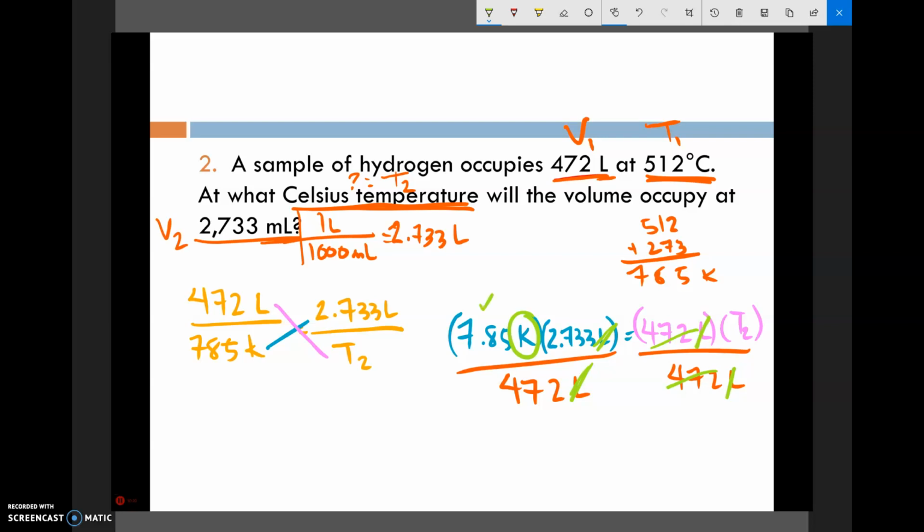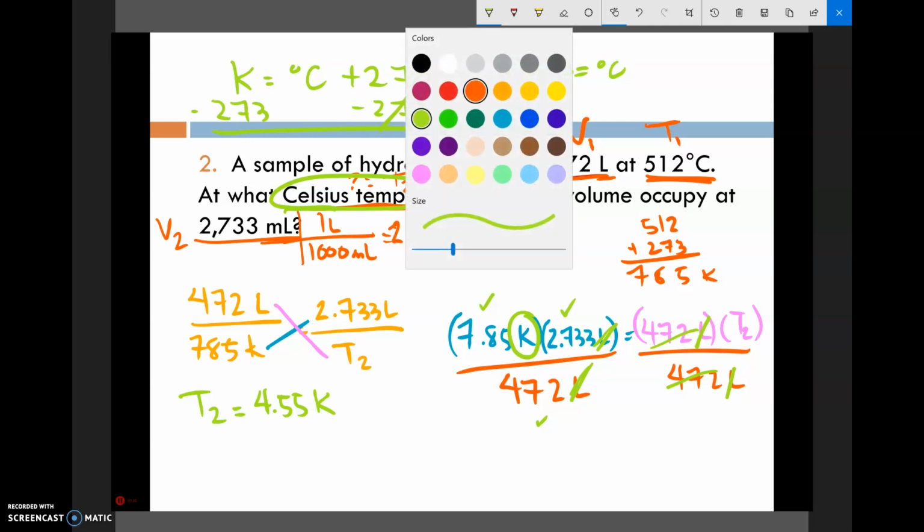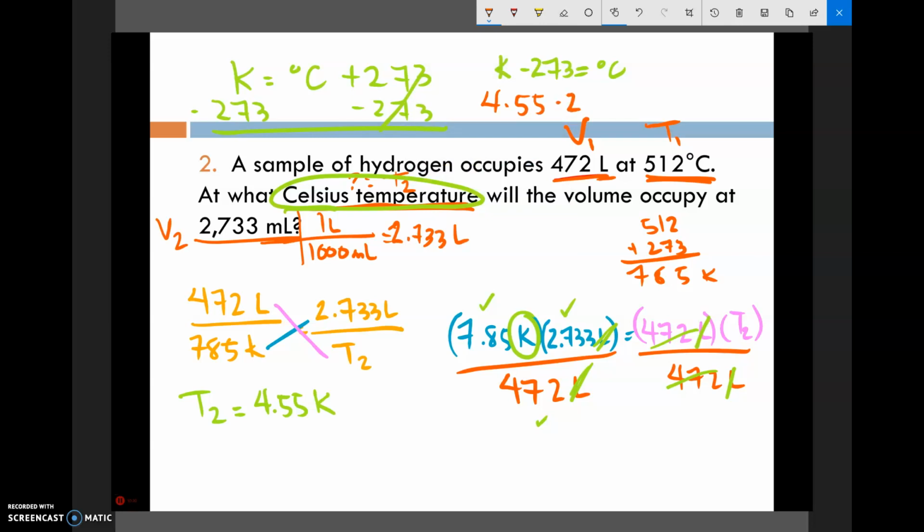Okay, now we're just going to multiply 7.85 times 2.733 divided by 472, and that is going to give us a temperature of 4.55 Kelvin, but the answer wants it in Celsius, and so now you're just going to have to use your equation for temperature. So remember that Kelvin is degrees Celsius plus 273. We're trying to find Celsius here, so subtract 273 from both sides. So now we get Kelvin minus 273 is going to equal our Celsius. So let's just plug in our number over here, which is 4.55 minus 273. And that is going to give us a negative 268.45 degrees Celsius. Brr.